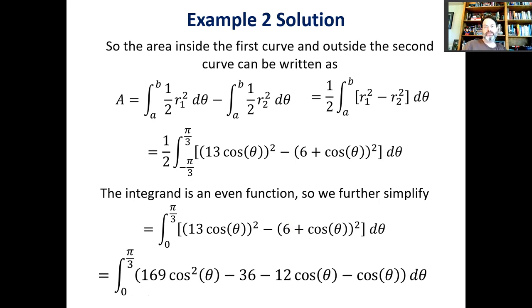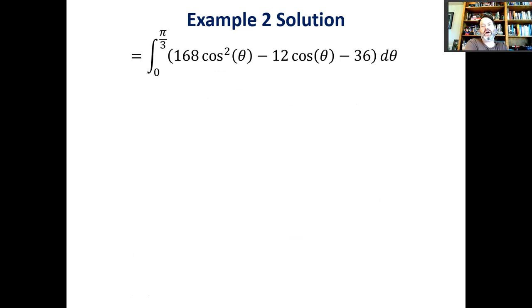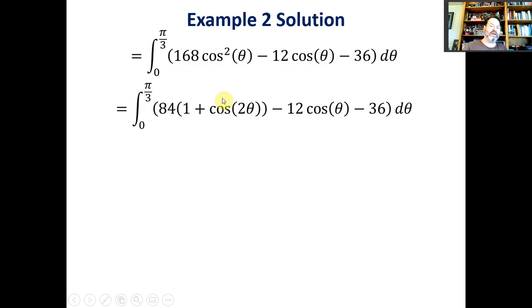So make sure you're following along with this stuff. If you need to pause the video, that's fine. Make sure you can do all this stuff. So I just further simplified. I know how to do this integral. I know how to do this one. We don't have a rule for cosine squared, so you need to use the identity that cosine squared is 1 plus cosine 2 theta over 2.